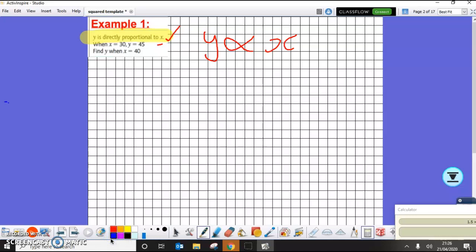Secondly, we take the values that we're given. When x equals 30, y is going to equal 45. And we plug them directly into the equation. So, when x equals 30, y is going to equal 45. And remember what we did in the last slide, I want to convert this section here. Instead of being a directly proportionate sign, I'm going to convert it to equals k. And remember, really important, that there's a times sign between the k and the 30.